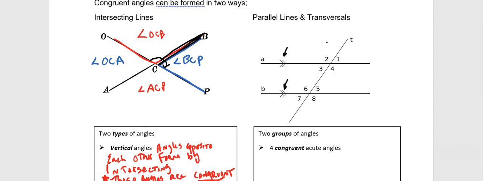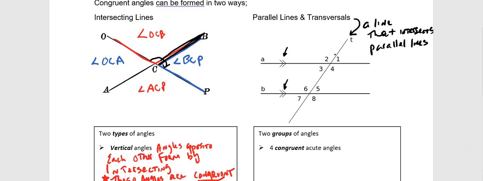But there is this line here known as line T, and that's really important to understand. That line is known as a transversal. A transversal is a line that intersects a pair of parallel lines. So line T is my transversal.